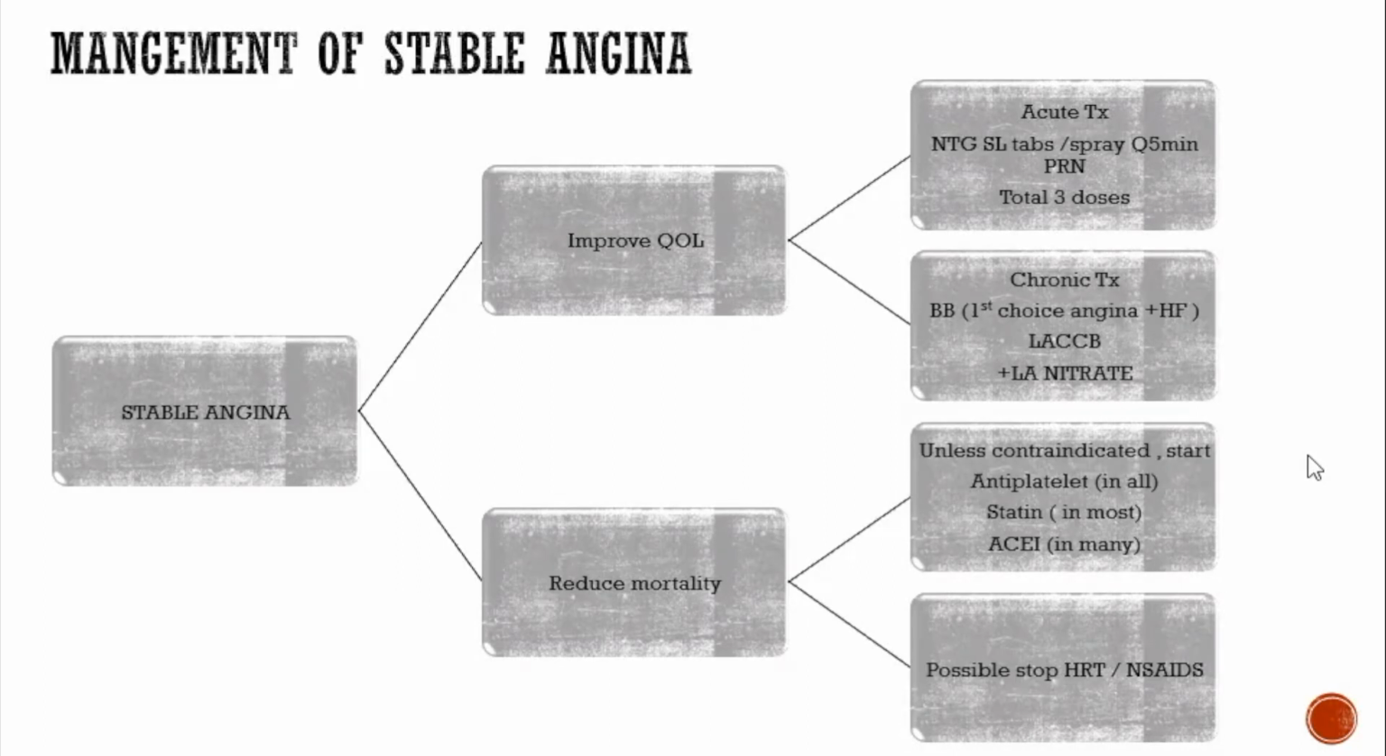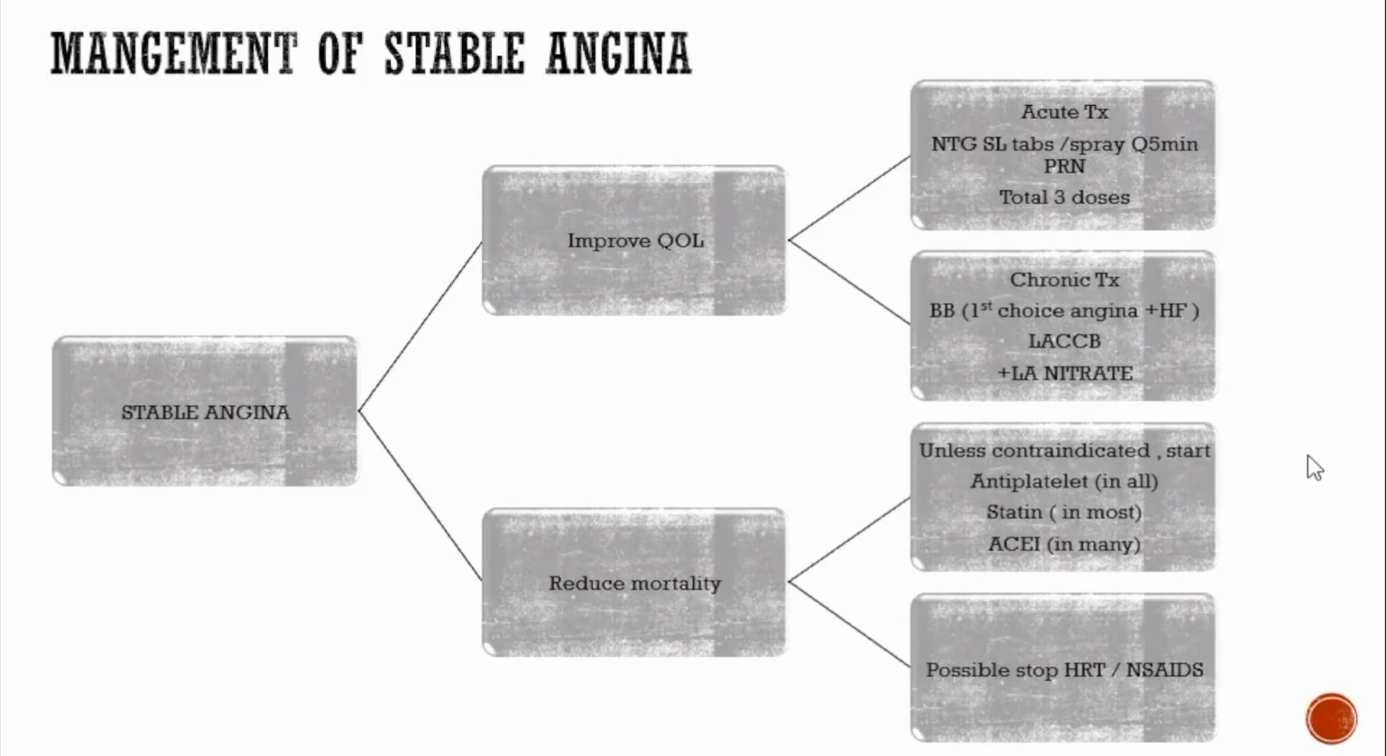Then if the patient has no improvement in the condition, we give the next dose in 5 minutes, another dose in 5 minutes. That's it. Then we cannot give more than that. Then the ambulance comes, we take the patient to the emergency, where they will do all the assessment and then start the patient on chronic treatment.